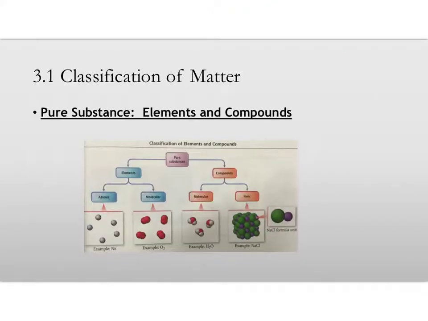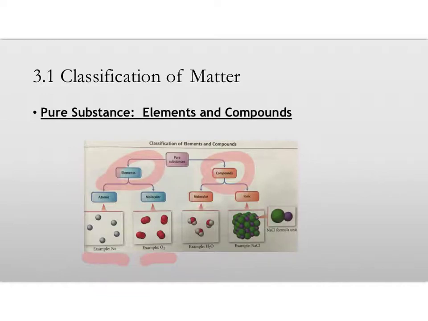This picture here just shows how we could classify pure substances. We've got elements on the left, compounds on the right. Elements, there's two types of, I didn't mention it in the previous slide, but there's atomic elements and then there's molecular elements. We'll go through those more later on, but I'll write them in here now.